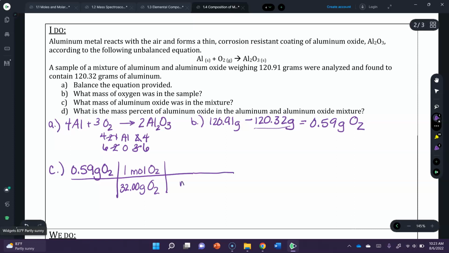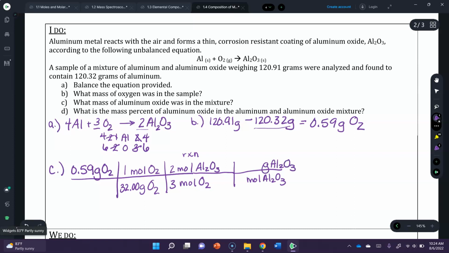Now I want to get rid of the moles of O2 because I don't need it. What I really want to know is stuff about aluminum oxide because that's what the question asked me about. Well, I'm going to look at the mole ratio between the two. And when I see a mole ratio, I know I need to look at the balanced chemical reaction to get my numbers. So I pull the 2 for aluminum oxide and the 3 for oxygen. So I know my mole ratio between the two. And so from there, I can take my moles of aluminum oxide and change it into grams of aluminum oxide.